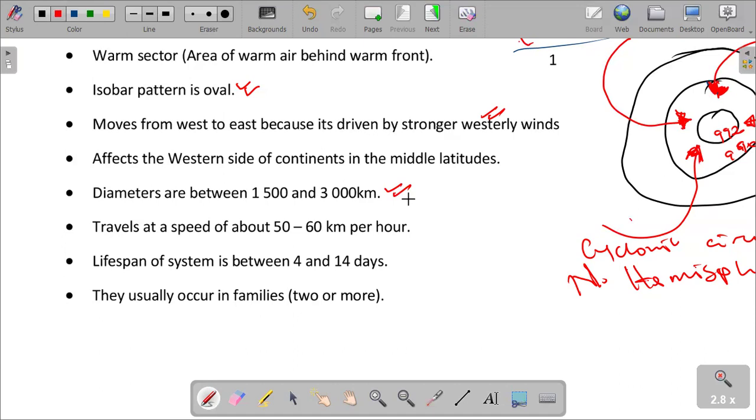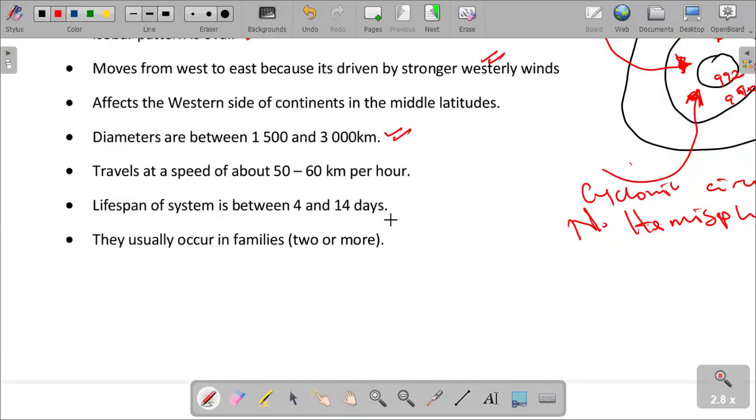We are talking about from the center, from one side of the cyclone to the edge of the other side, its diameter across, or that total distance across it, is from 1,500 to 3,000 kilometers. That is quite very big, some kind of a cyclone that we are talking about. It travels at a speed of about 50 to 60 kilometers per hour, which is actually very fast again. In an hour, it can cover a distance of 50 to 60 kilometers.